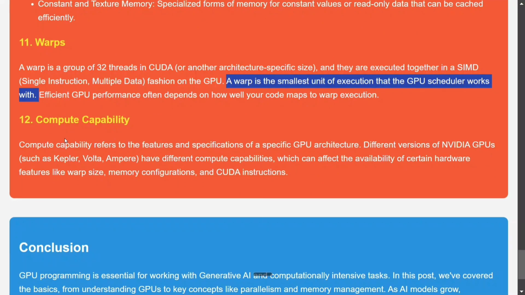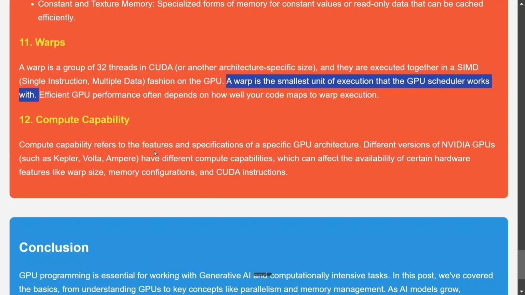Compute capability. Compute capability refers to the features and specifications of a GPU architecture. I think you might be hearing a number of times that the GeForce RTX 4090 has come in, it has this specification, this is the compute power, etc. This refers to compute capability.